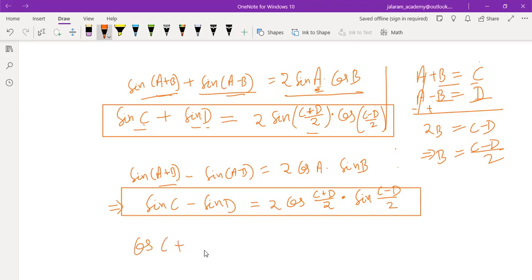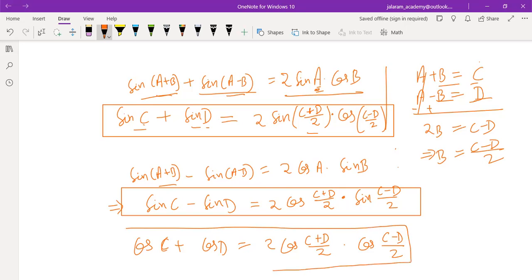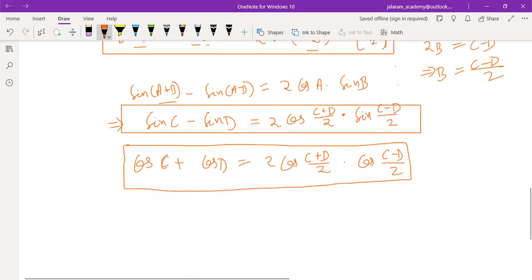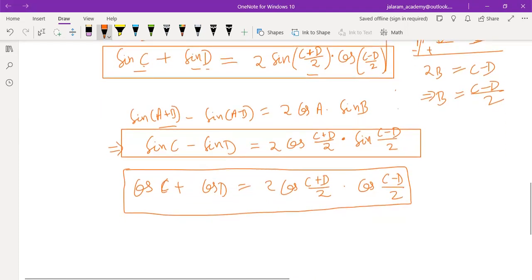We all know that the next formula is 2 cos A cos B. So 2 cos A, with A as (C plus D) by 2, into cos B, with B as (C minus D) upon 2, equals cos(A+B) plus cos(A-B). Similarly, you can form the next formula, but the next formula has a very big thing.